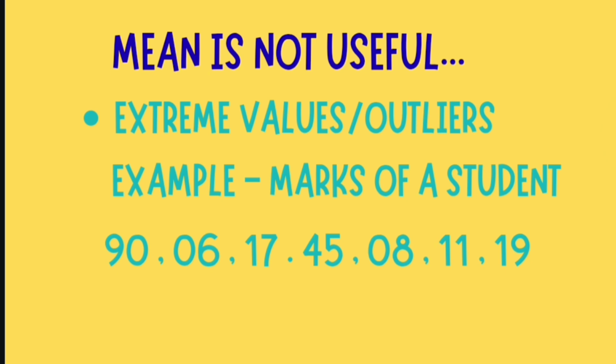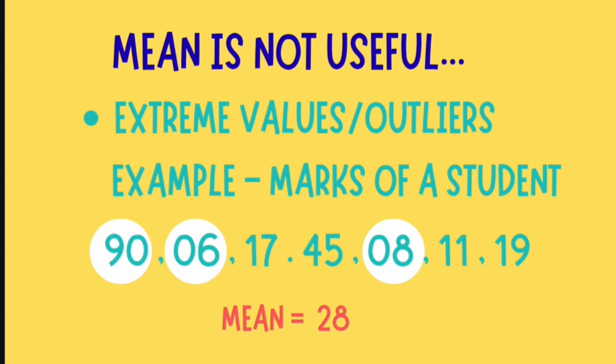As you can see, the student has scored 6 marks, 8 marks as well as 90. So the mean that we get here, 28, will not be a true picture of the actual data. So in such cases, we can use median and mode.